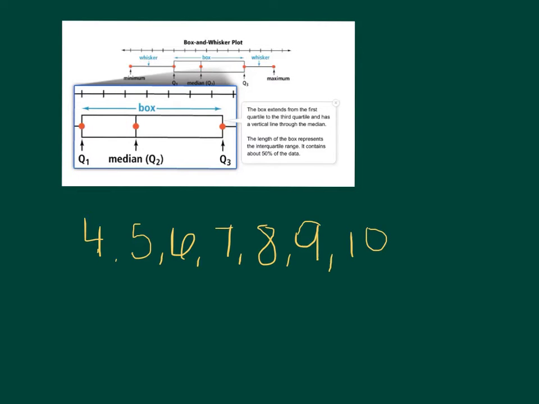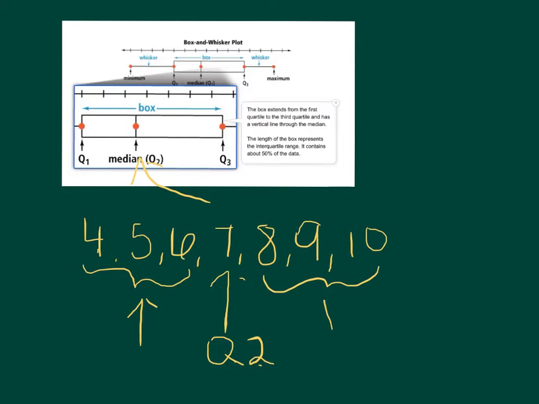So if we have these numbers, my middle number is 7. That is my Q2 or my median. Now, our other group, if I wanted to split this and find my median, it would be 5. And then over here, find my middle number, and it's 9.